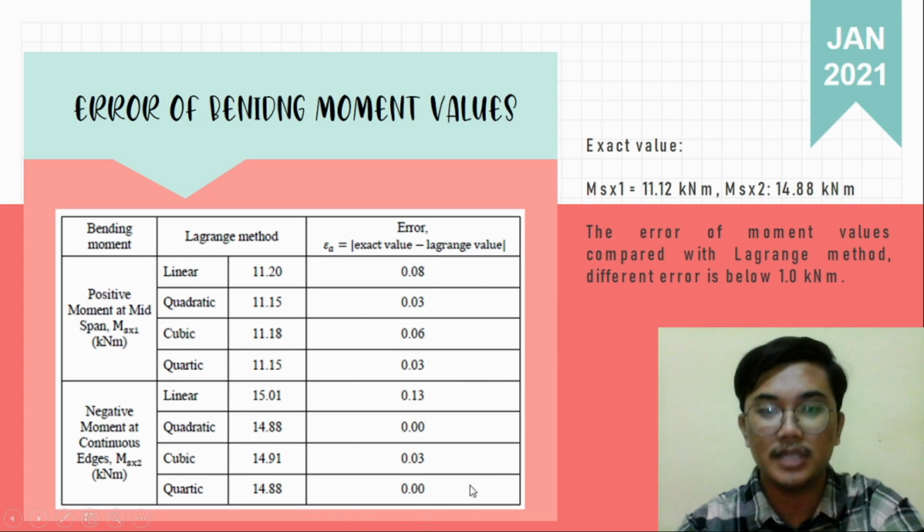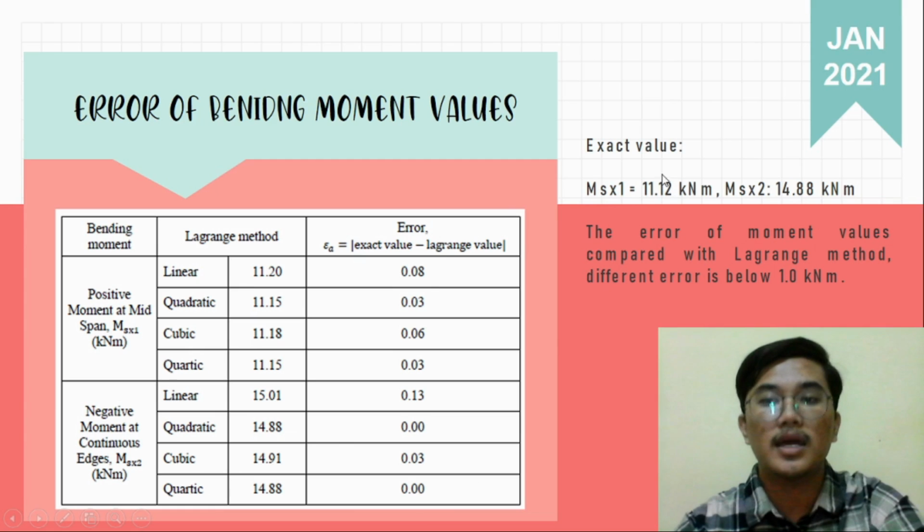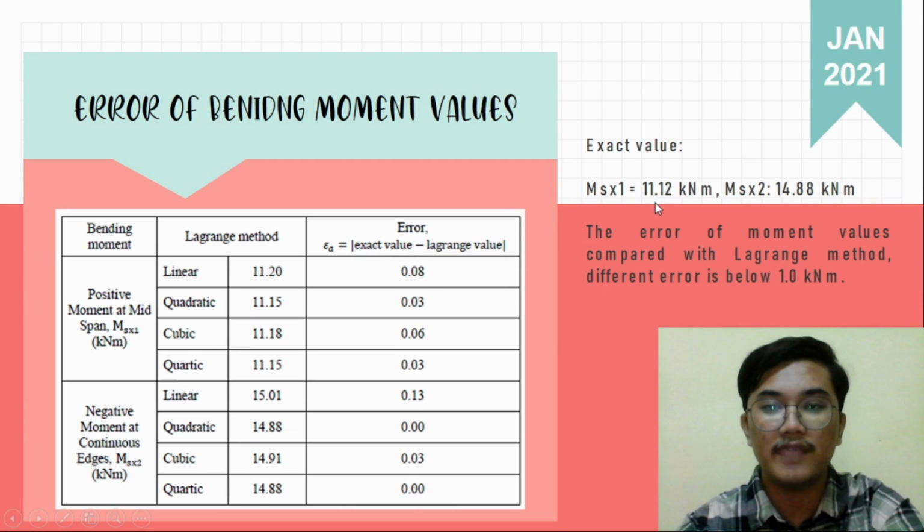the value here. It is known that exact value for the positive moment at midspan MSX1 is 11.12 kilonewton meter, and the exact value for the negative moment at continuous edge is 14.88 kilonewton meter. The error of moment value compared with Lagrange method, different error is below 1.0 kilonewton meter.